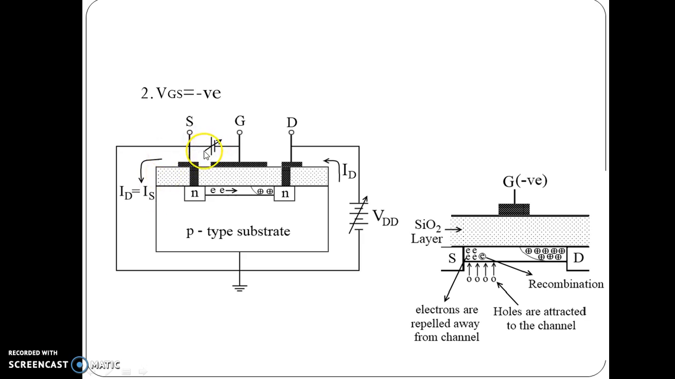As we increase this negative VGS, the depletion region in the channel increases. Here we can observe that the depletion region is increased, hence the drain current goes on decreasing. At one stage, the channel is completely blocked and drain current ID becomes 0. This is called pinch off of the channel.